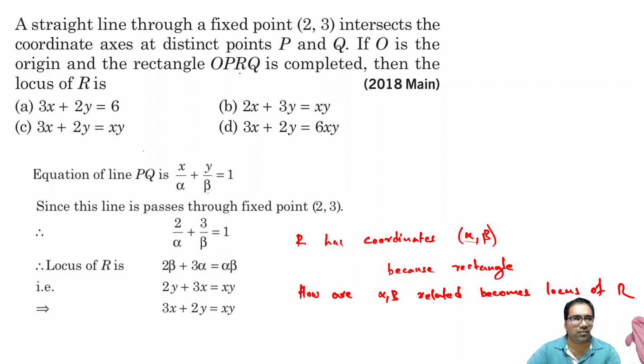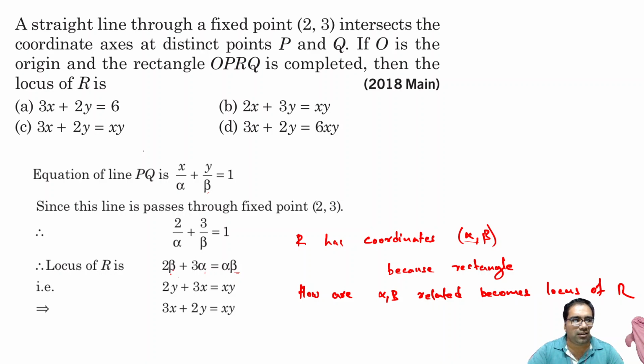Now, what is our R? We are looking for the locus of R. R is nothing but (alpha, beta). Locus means we have to find some relation between alpha and beta. We should be able to express beta in terms of alpha, that is the locus of R. Here we already have this: 2 beta plus 3 alpha equals alpha beta. We are able to express the relation between alpha and beta in this case.